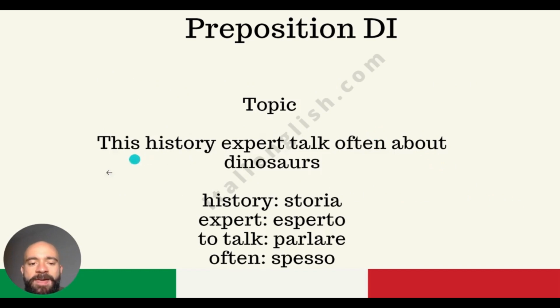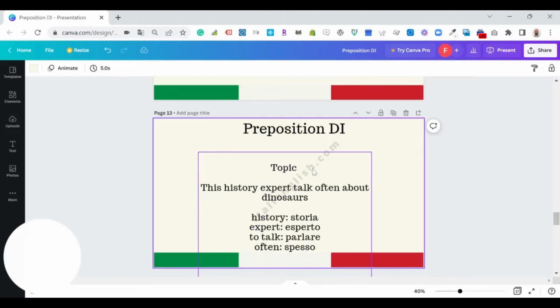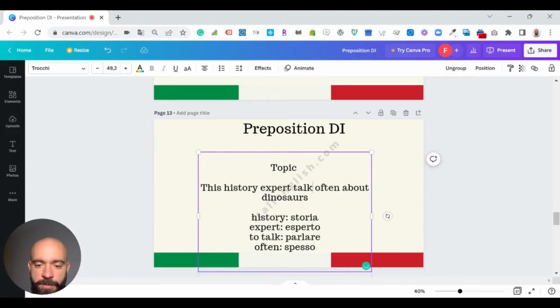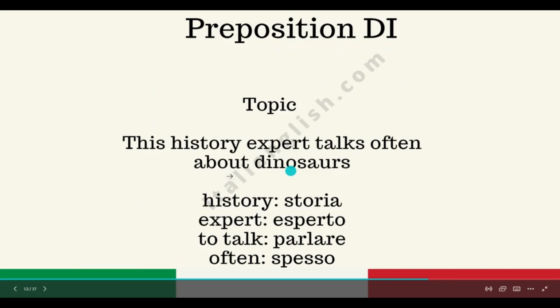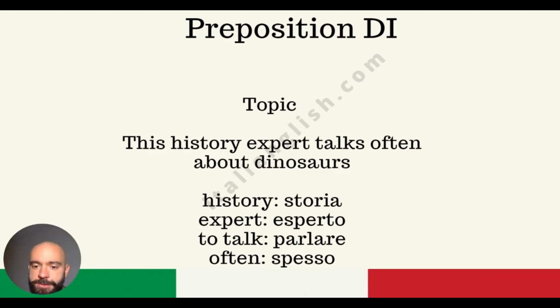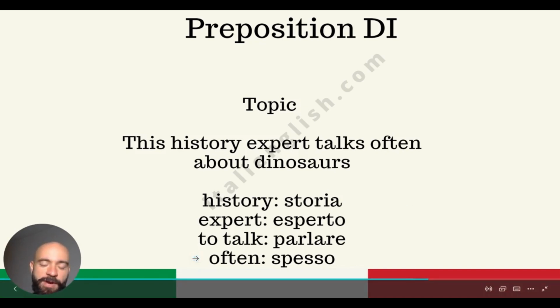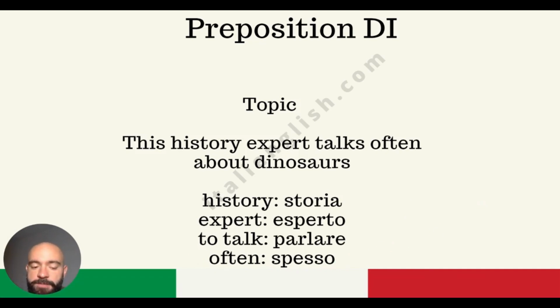Give me this one. This history expert talks, I should have written talks, pardon me. Sorry about this. As you can see, nobody's perfect, not even me. But like I was saying, this history expert talks often about dinosaurs. Let me give you some vocabulary here. History is storia, expert is esperto, to talk, like we said, is parlare, and often is spesso. We'll give you some seconds. Come on with this translation, please.